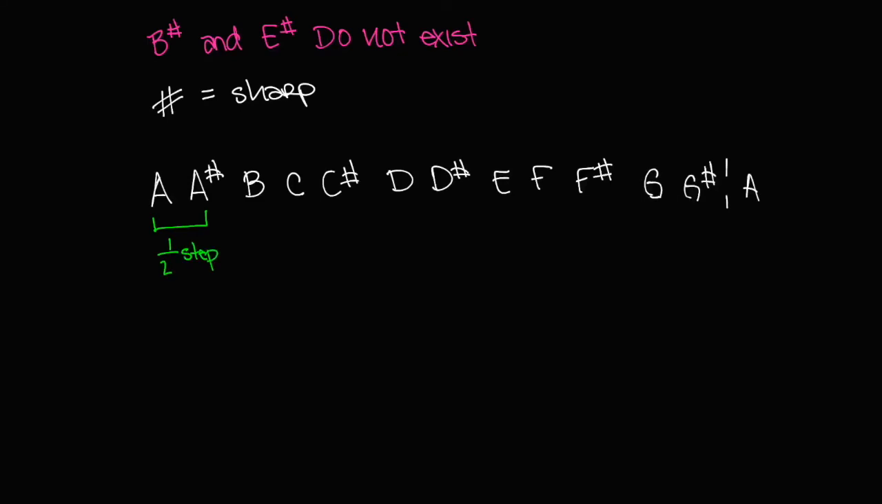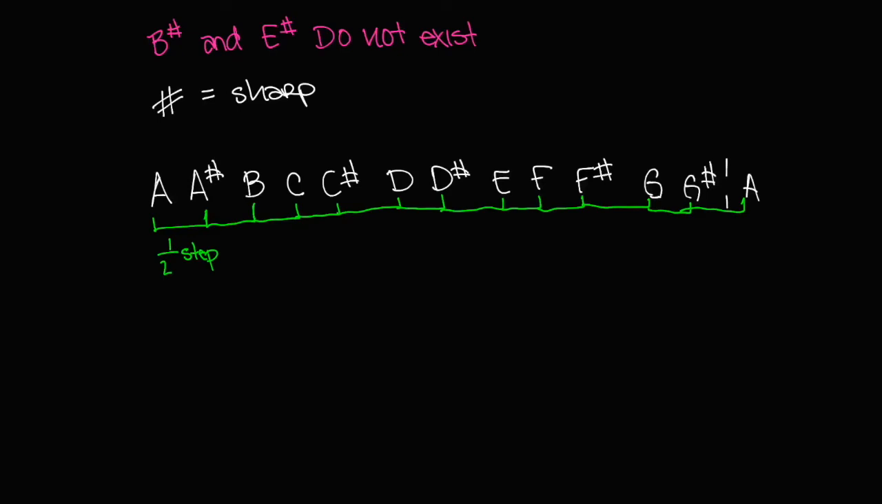And let's look at the distance from A sharp to B. We're going to call that also a half step. B to C is also a half step. C to C sharp is also a half step. C sharp to D is also a half step. And this goes on forever. So the chromatic scale is built up entirely of half steps.